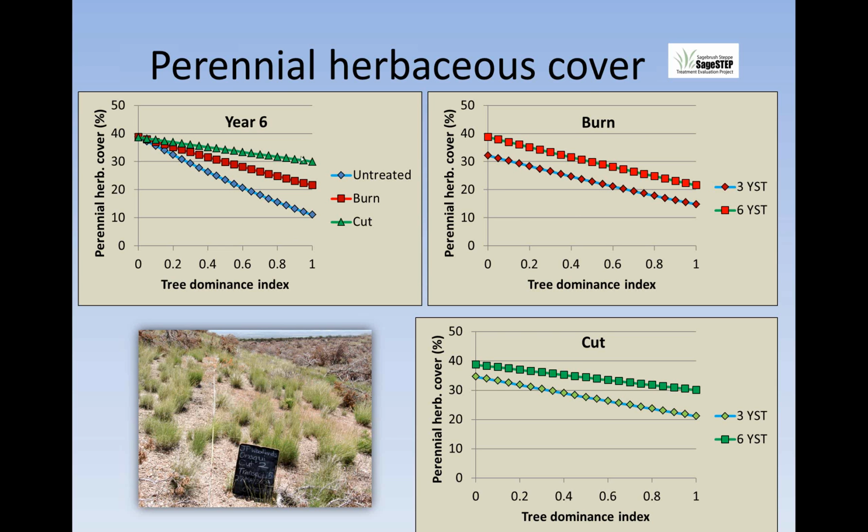In the end, on the Sagestep study, you've got about the similar as untreated on the burn for perennial herbaceous cover, but you've got about 11% better than untreated on the cut treatment after 6 years. So you really do increase your perennial herbaceous by taking these trees out.